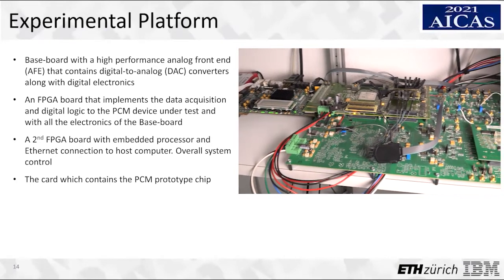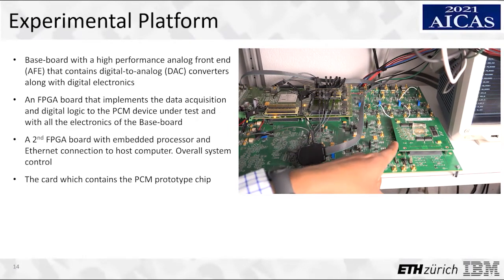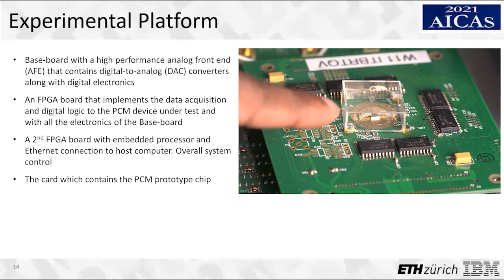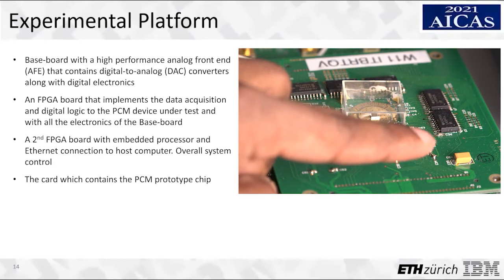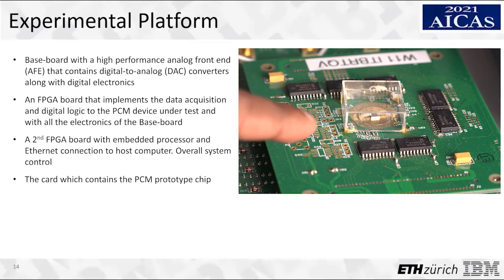Last but not least, we have the card which contains the prototype PCM chip. So this prototype PCM chip has 3 million devices. In addition to the PCM cells, the prototype PCM chip integrates the circuitry for cell addressing, on-chip ADCs for cell readout, and voltage and current mode cell programming.